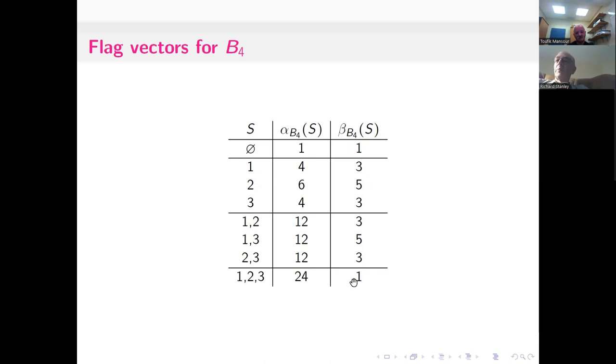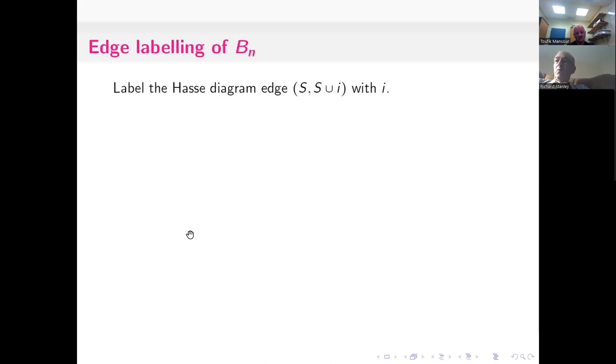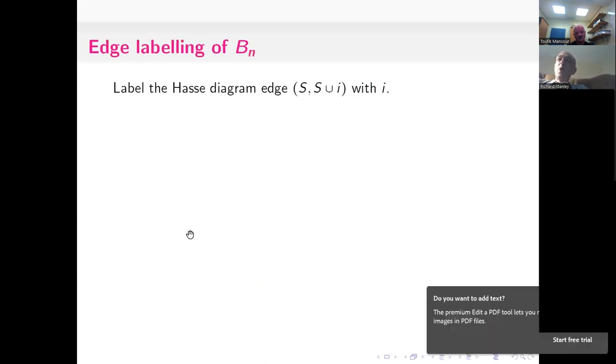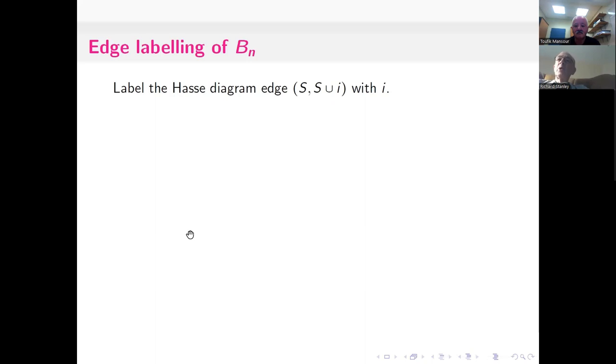So you can see from looking at this all kinds of very suggestive numbers. For one thing, they're non-negative, which is not obvious from the definition. And there's a lot of symmetry here. What's especially interesting here is the non-negativity. And one way of explaining it is by edge labeling the Boolean algebra. Now, this is the beginning of the theory of edge labelings of posets. For Boolean algebras, it's very simple how we should do this.